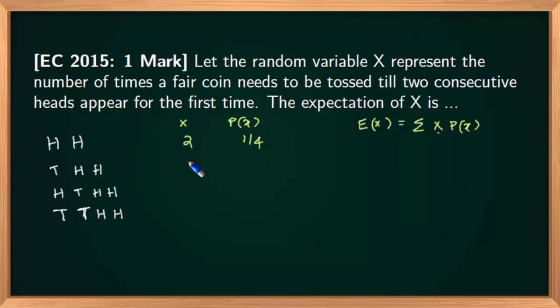Now when I go for this case, the length is 3 and the probability is 1 by 8, right? Because this happens with the probability of 1 by 2, again this happens with the probability of 1 by 2, this also happens with the probability of 1 by 2. If I multiply these three things, I'll be getting 1 by 8. Now if the length is 4, this happens with the probability of 1 by 16. And again, this is another option of having a length 4, this is 1 by 16.